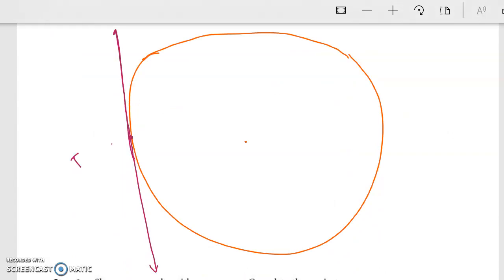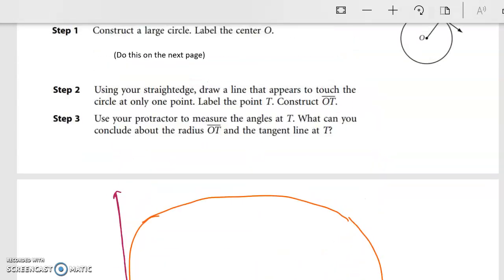This is point T. And again, you want to just really make sure, using your straight edge, that it looks tangent. So then go ahead and use your straight edge and connect points O and T. So OT is a radius, right? It goes from the center to a point on the circle, and this line that has T on it is a tangent line.